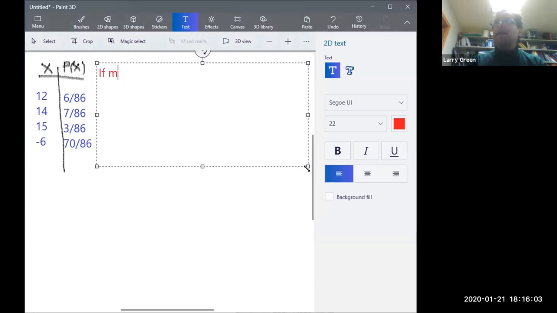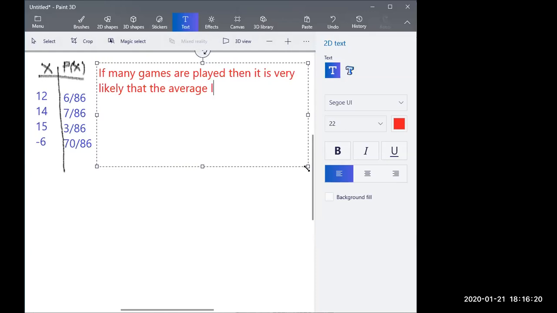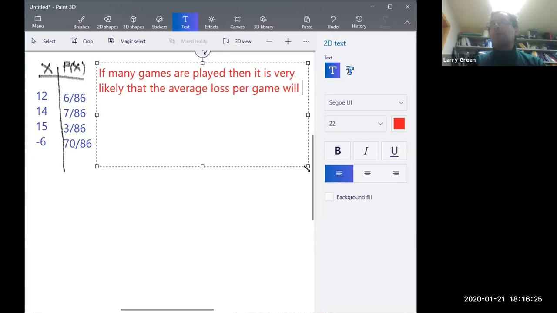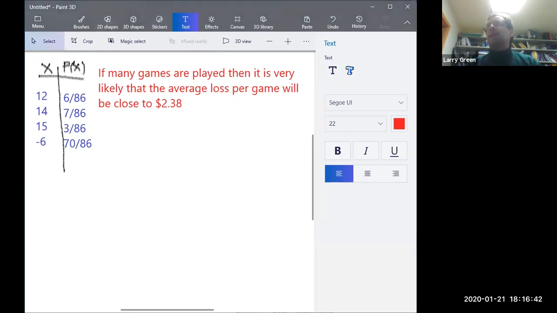So if many games are played, then it is very likely that the average costs per game will be close to $2.38. I think I didn't click off, and that's why it lost it.